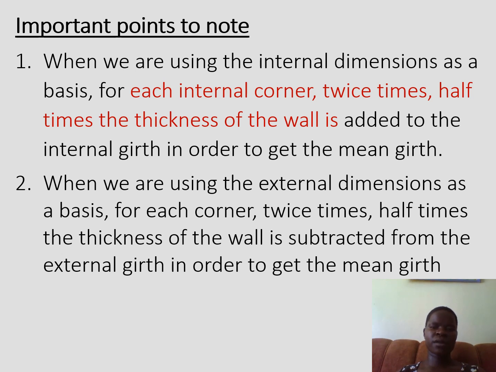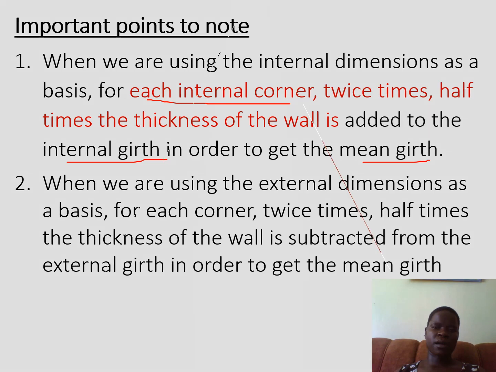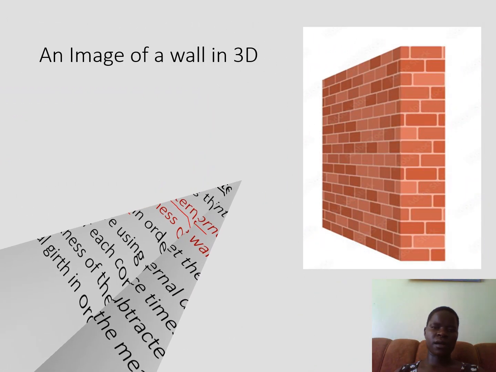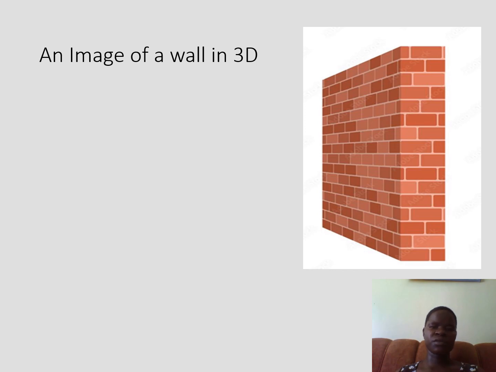When calculating mean girth, depending on circumstances, we can use either the internal dimensions basis or the external dimensions basis. In our example, we are going to use the internal dimensions basis. When we are using the internal dimensions basis, for each internal corner we add half times the thickness of the wall to the internal perimeter or internal girth for us to get the mean girth. Here we have an image of a wall in 3D.